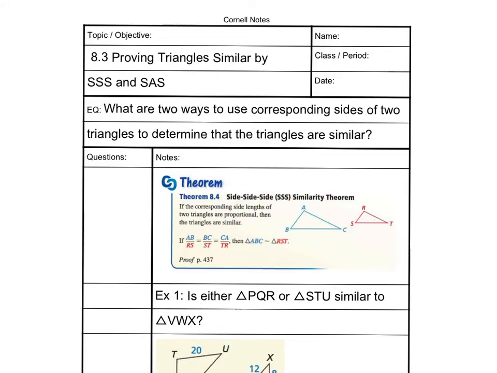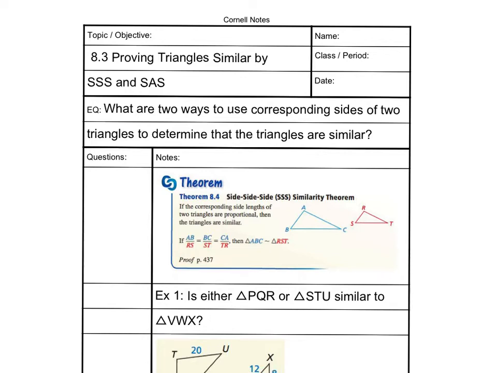All right, so here is our 8-3 notes, similarity by side, side, side, and side, angle, side. So remember, similarity is different than congruency, and we've already used these variations of these theorems for congruency, but remember that we are dealing with similarity in these notes. So our essential question is, what are two ways to use corresponding sides of two triangles to determine the triangles are similar?